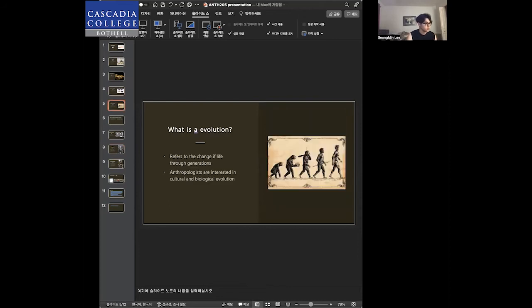What is evolution? Evolution refers to the change of life through generations. Anthropologists are interested in cultural and biological evolution. When and why do human cultures and biological characteristics change? I think the marriage system is one example of cultural characteristics in researching this.